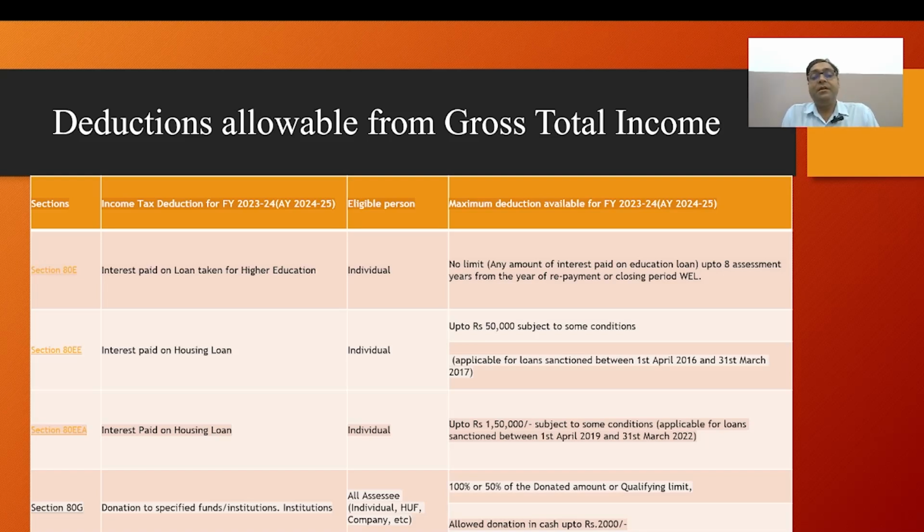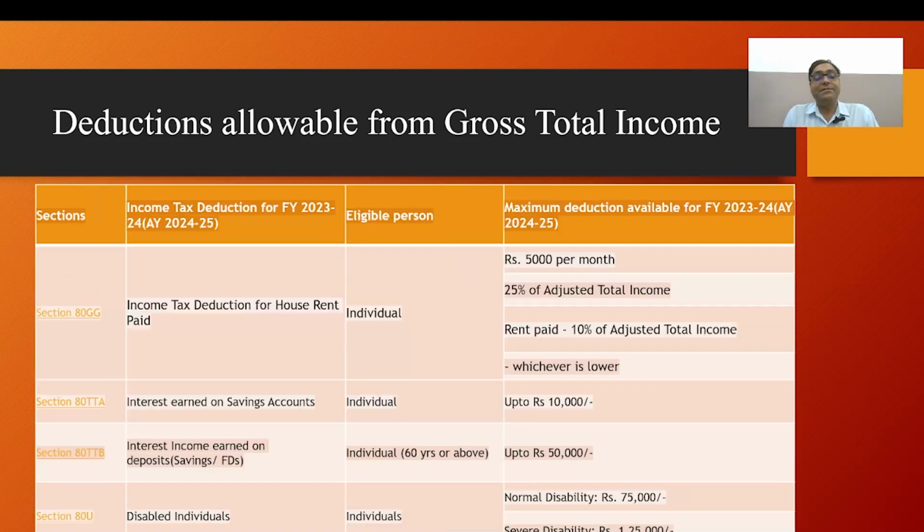Now the remaining section is Section 80GG. Here is the income tax deduction for HRA. We will discuss it under the old regime and new regime, and the changes. The eligible person is an individual.